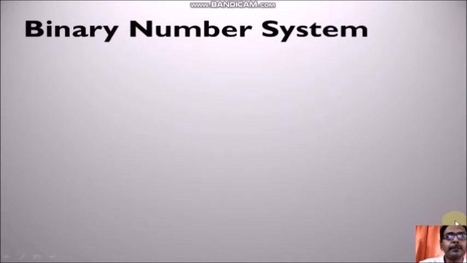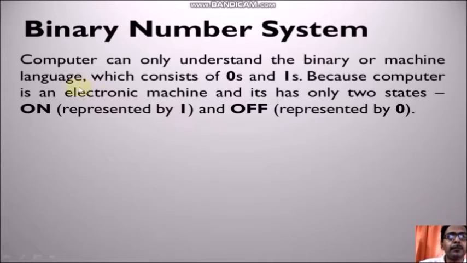Next is the binary number system. Computer can only understand the binary or machine language, which consists of zeros and ones, because computer is an electronic machine and it has only two states. One, which is represented by on, means the flow of electric power, and off, represented by 0, means no flow of electric power.